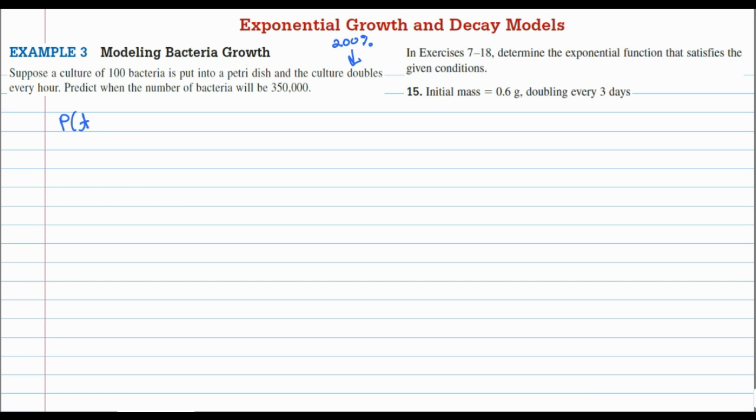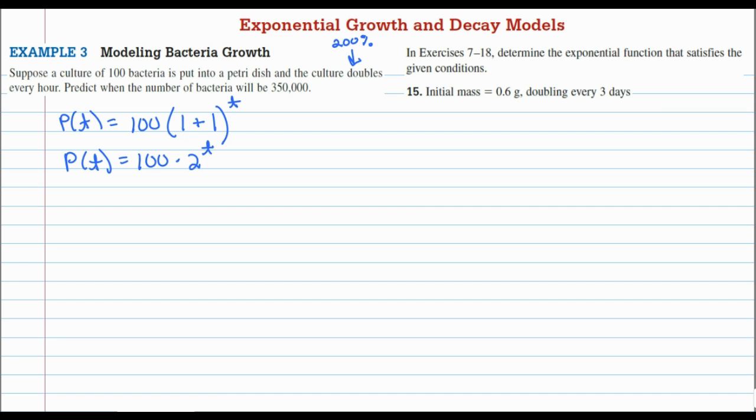So P of T, our population, equals the initial value. The initial population was 100 bacteria. Next hour, I'm going to have 100% of what I have now plus another 100%, and that happens every hour. So my exponential growth function is 100 times 2 to the t. There's my 200% that I was talking about. 200% next hour: 100% of what I have now plus a new 100%.